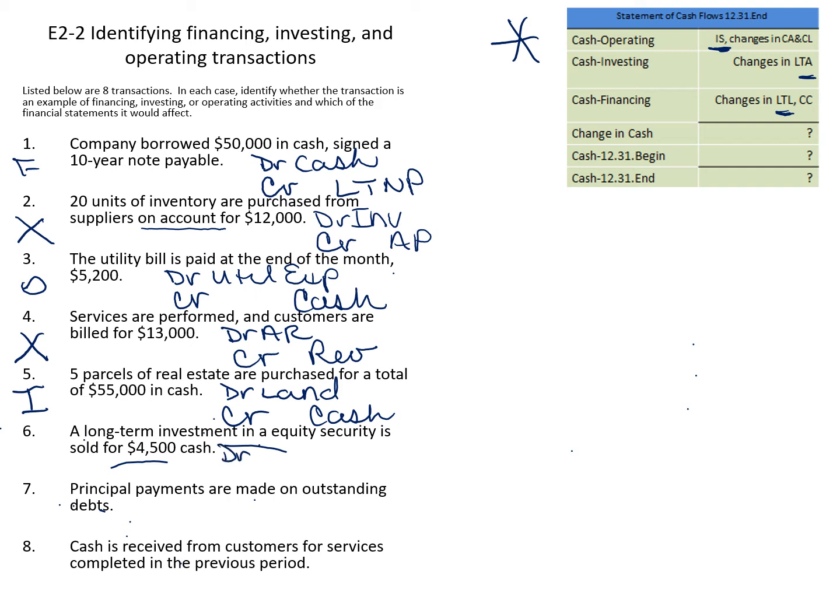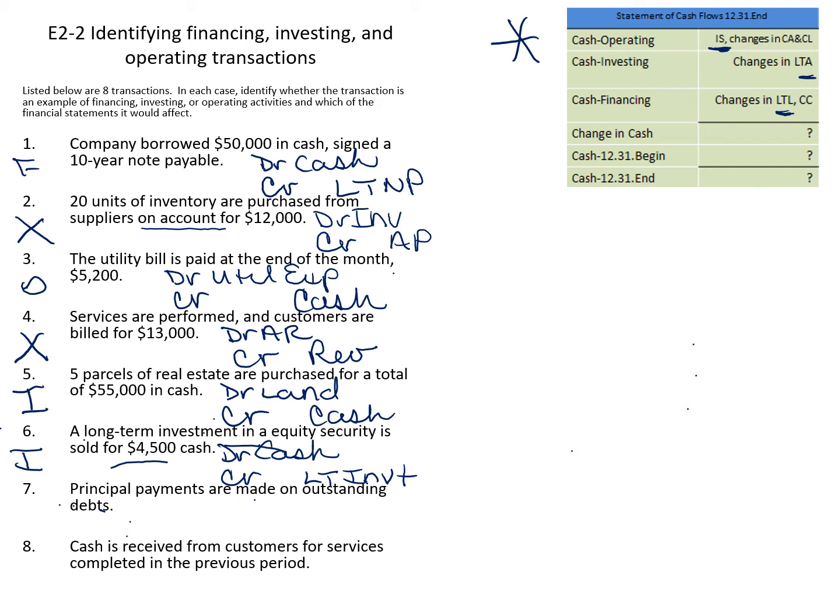So there I know I'm going to be debiting cash, and I'm going to be crediting this long-term investment. So since cash is in that transaction, it's on the cash flow statement. Since it's a long-term asset, it's an investing activity. And number 7, principal payments are made on outstanding debts.